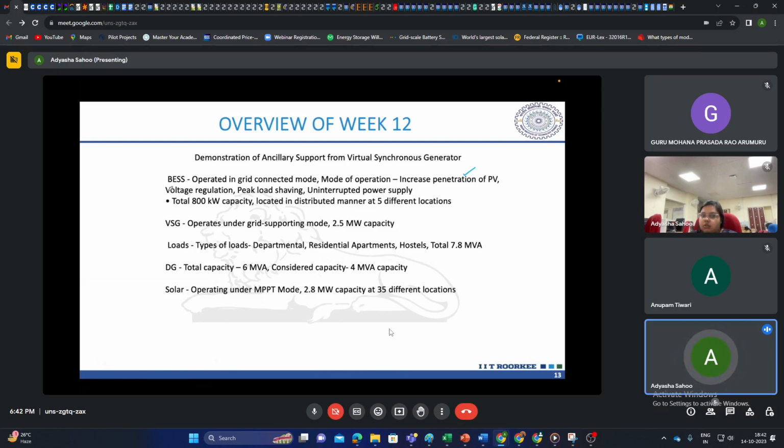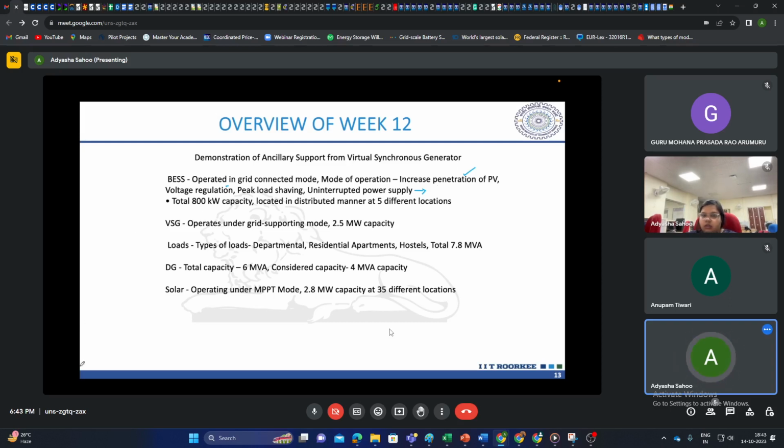They can also provide reactive power support, which can help in voltage regulation. Then they can help in peak load shaving. That means their charging and discharging can be coordinated so that peak load shaving is done, and they will help to provide uninterrupted power supply, basically by storing the excess renewables and discharging whenever there is scarcity.